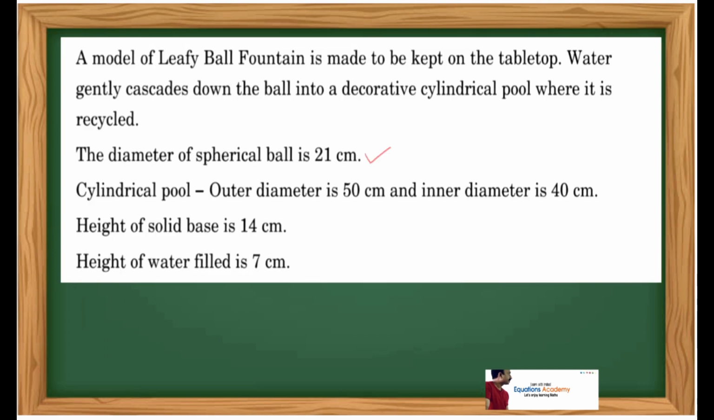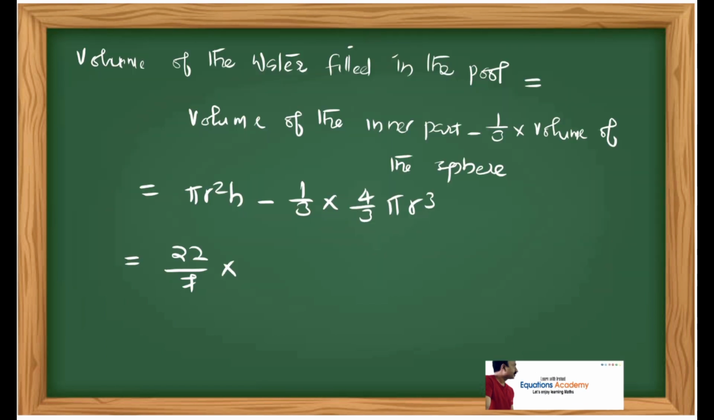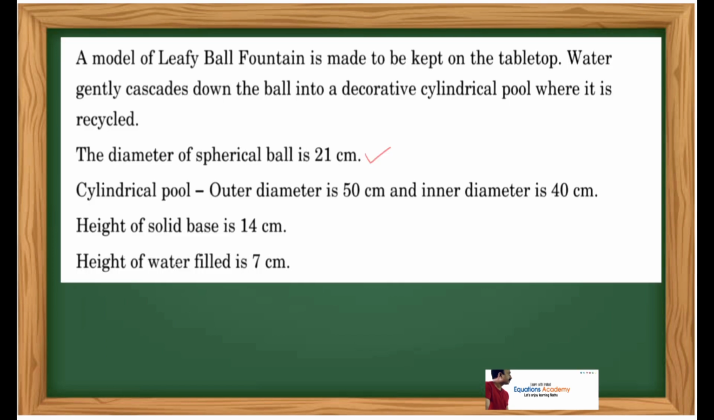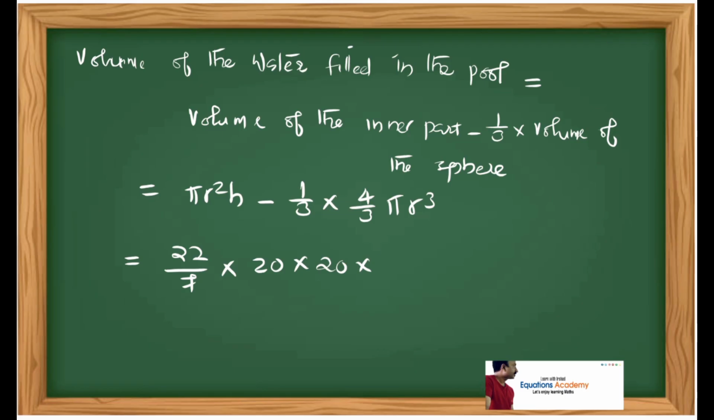It is given inner diameter of the cylindrical pool is 40 centimeter. So inner radius is 40 divided by 2. Since the diameter is 40 centimeter, radius is 20 centimeter. So r square means 20 into 20, into height of the cylinder. Height of water filled is given in the question as 7 centimeters. So h will be 7 centimeter.